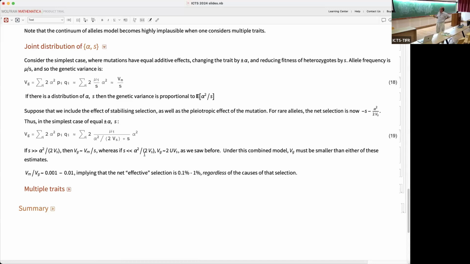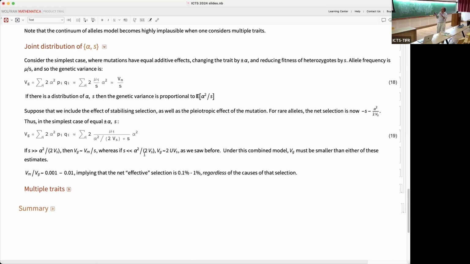So now we have this formula. And what you find then is that depending on whether this is larger, typically, then you get this Vm over S result. Or if this is smaller, then you get this 2UVS result. And the actual total variance maintained is actually less than either of those.